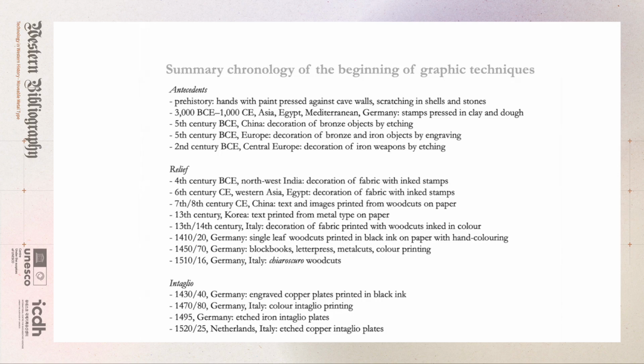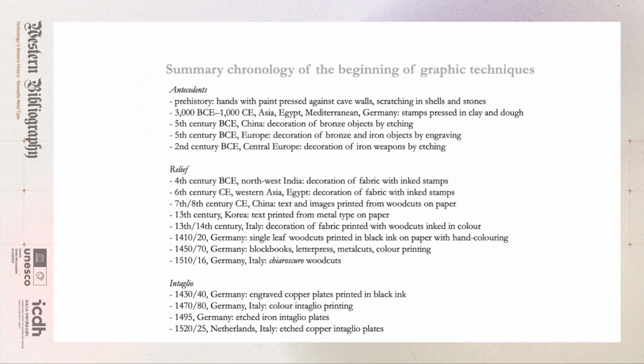From there, it will first have spread eastward, with stamps on fabric found in China around 100 BCE. Printing woodcuts with ornaments, texts, and images on paper appeared in China from the latter 7th century onward, spreading further through Eastern Asia. In Korea, woodblock printing developed to letterpress with metal type in the 13th century.